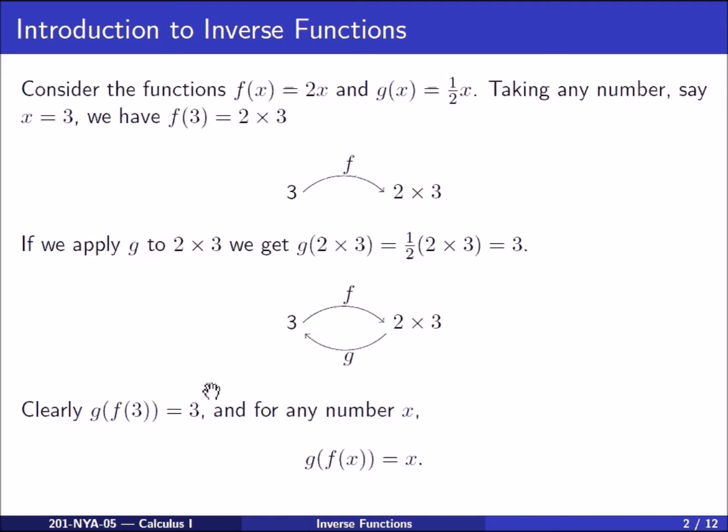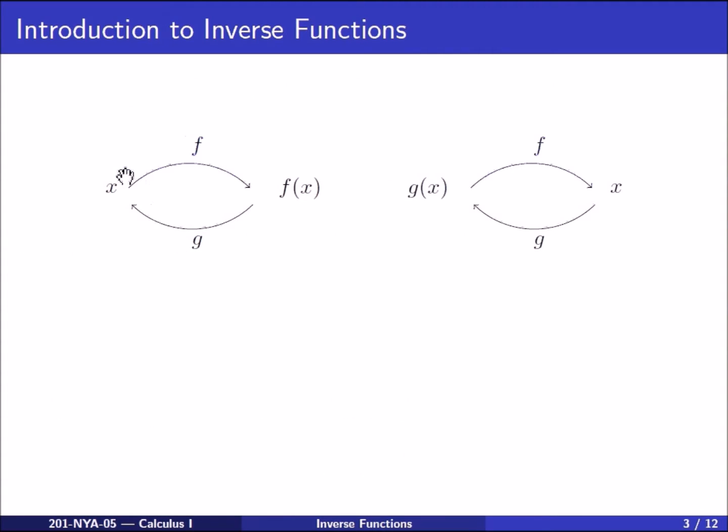So g of f of 3 is 3, and really that's not because 3 is some special number. It would actually work out for any number x. So in general I have that g of f of x is equal to x. And I can illustrate this with a little graph here. If I take any x, I can compute f of x, and I do g of that, I get sent back to x. And I could also take any number x, apply g to it to get g of x, and f would send it back to x.